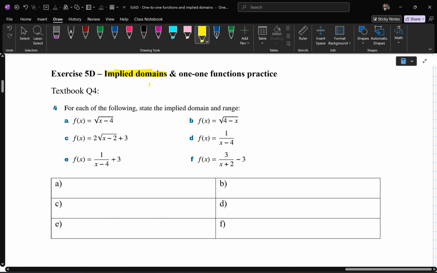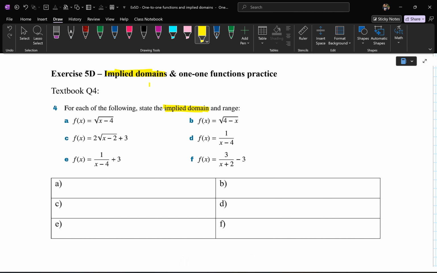When they say implied domain, hands up if you know what implied domain means. What's implied domain? Anyone know? Someone said something? You are implying x. It's literally true. Yes, exactly that. And so, unlike all the other questions you get, normally we define the domain for you.